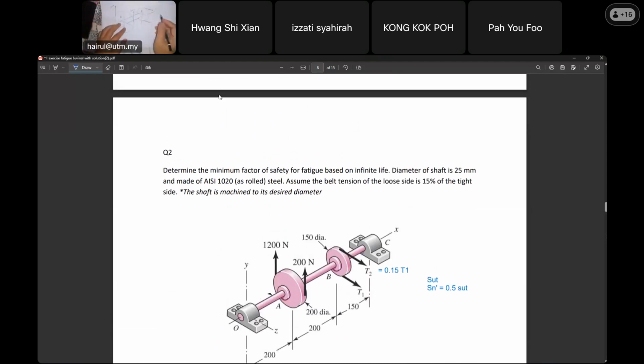Okay, we have torsional stress. This torsion right here is in this direction, the direction of the torque. At B, T1 is at the bottom and T2 is the other. Sorry, T1 is bigger, so the direction is like this. Okay, at B we have torsional stress.